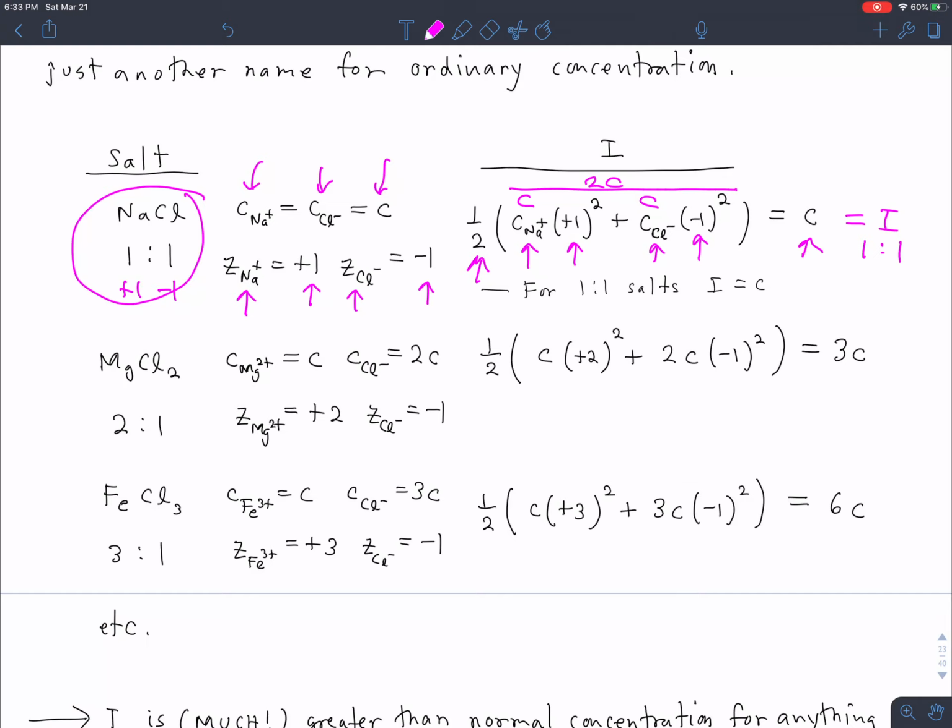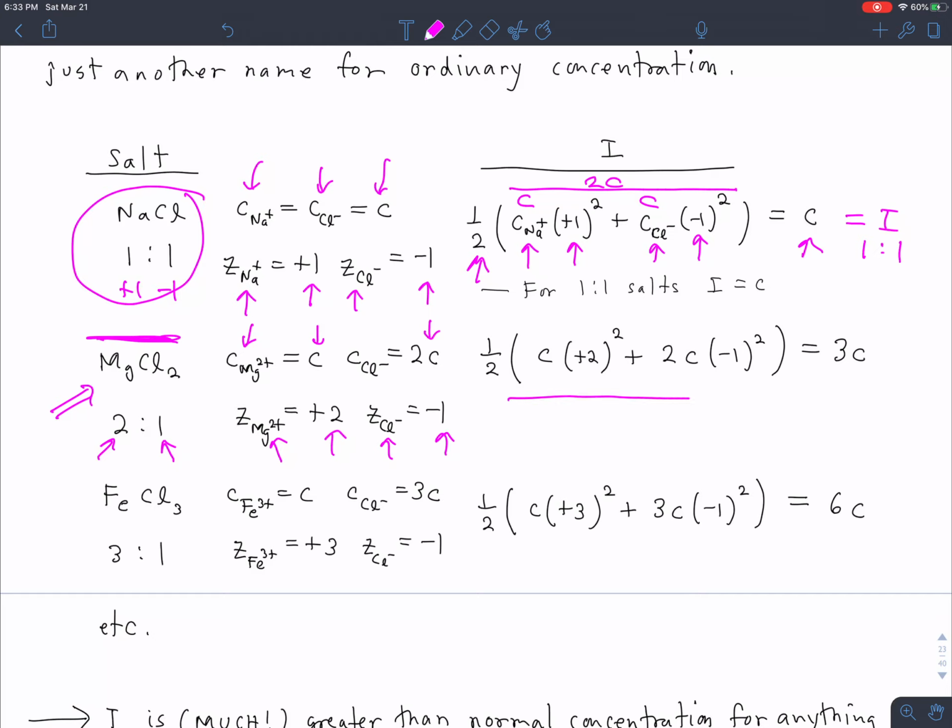It's the only case, though. Let's look at magnesium chloride now. This is a 2-to-1 salt, right? Plus 2 on the magnesium, minus 1 on the chlorides. So Z for magnesium is plus 2, Z for chloride is minus 1. The concentration of chloride is twice the concentration of magnesium itself, because there are 2 chlorides per magnesium chloride formula unit.